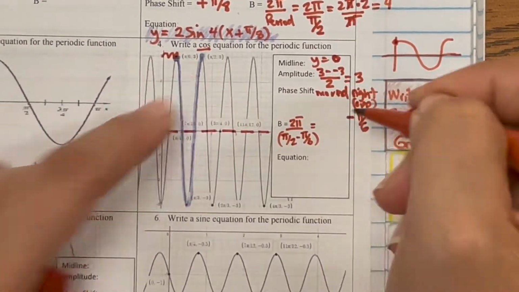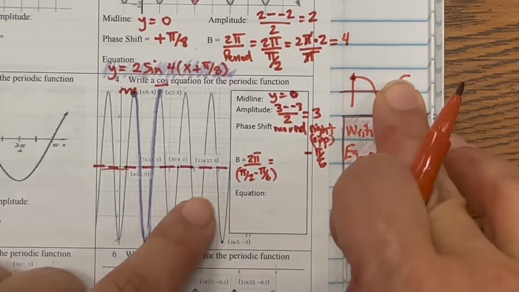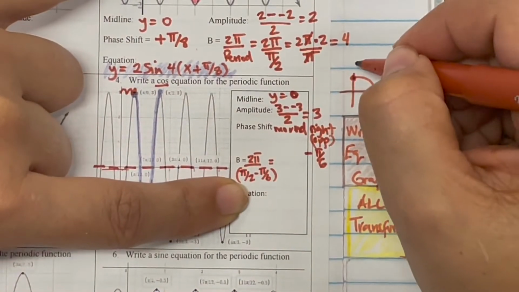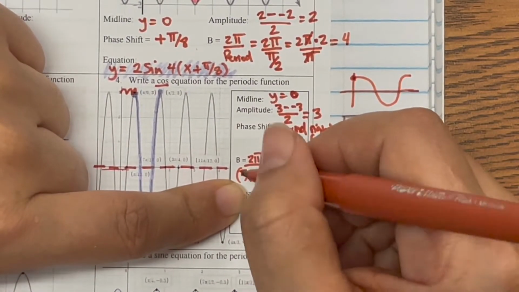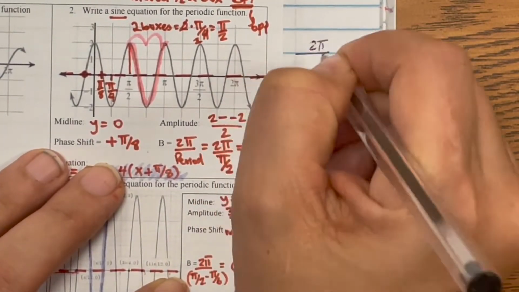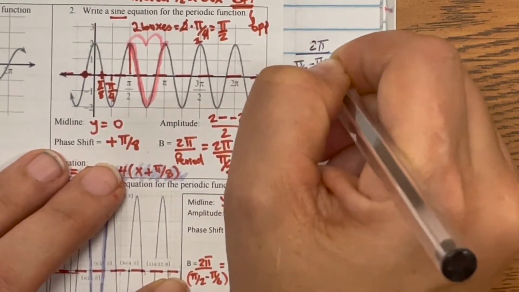Do not let this confuse you. You can put all of that in the calculator, but I am going to do it by hand. You can put that in the calculator so you don't get confused by this. If you put it in the calculator, it'll give you 6, but I'm going to do it by hand. So it's 2 pi divided by pi over 2 minus pi over 6.